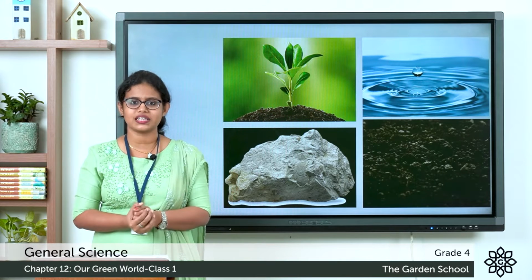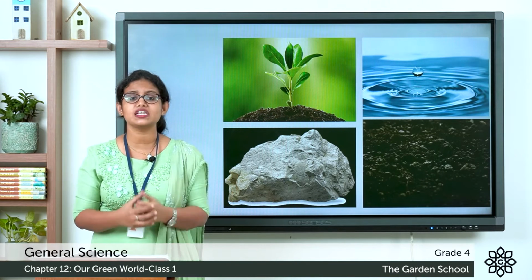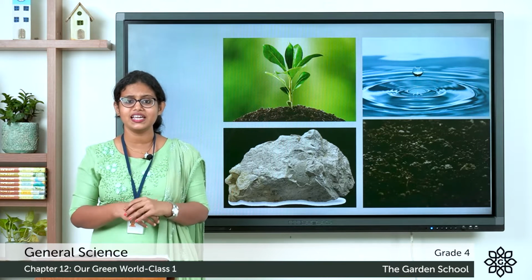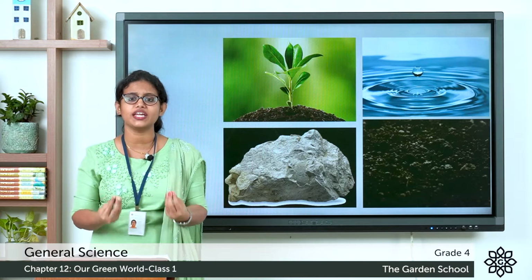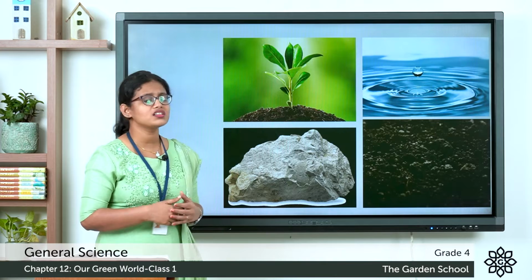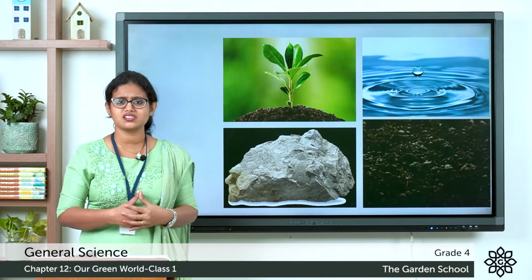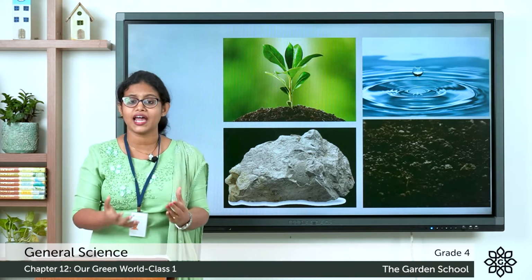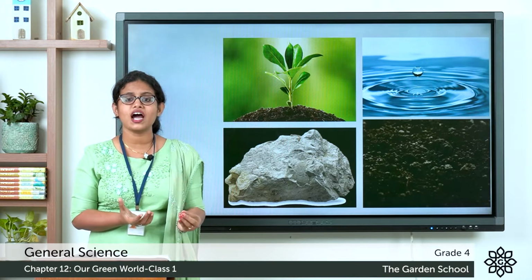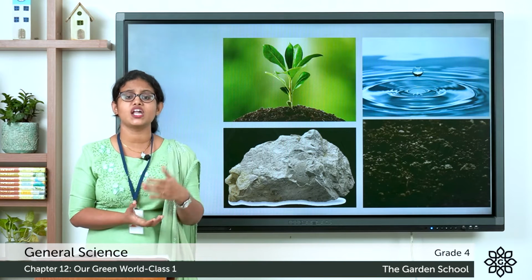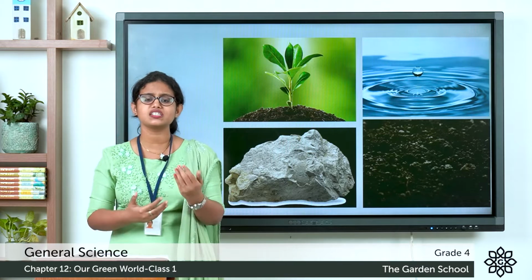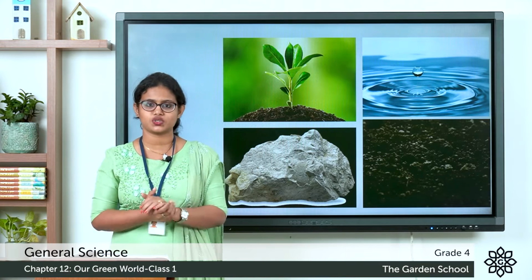So what are natural things? Things which are present in nature are called natural things. We can say they are things which are a gift of nature. Air, water, plants, soil, all these are natural things. So why do we call them natural things? Because they are present in nature. They are not made by human beings. They are a gift of nature.